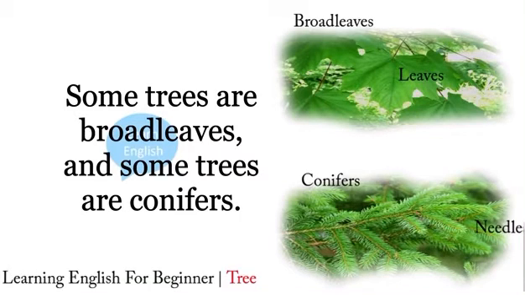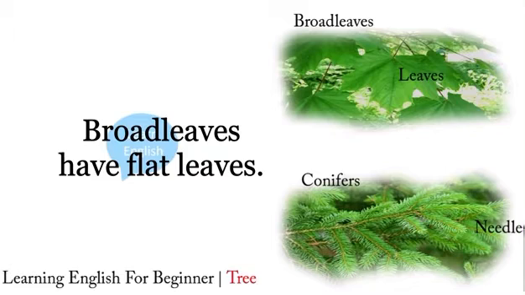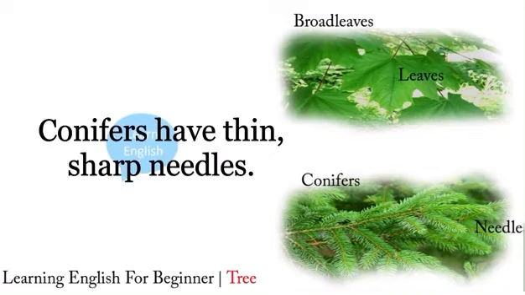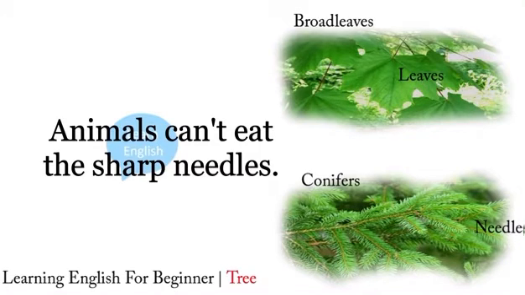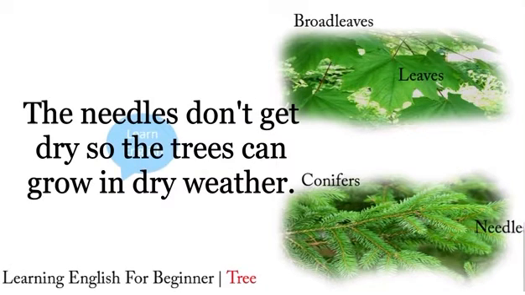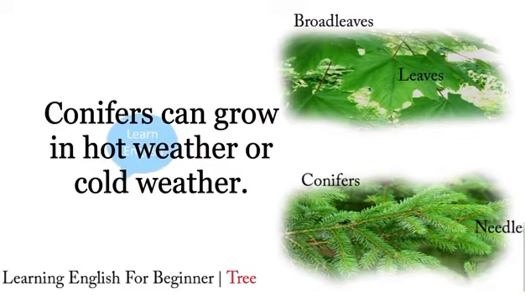Some trees are broadleaves, and some trees are conifers. Broadleaves have flat leaves. Conifers have thin, sharp needles. Conifers are strong trees. Animals can't eat the sharp needles. The needles don't get dry, so the trees can grow in dry weather. Conifers can grow in hot weather or cold weather.